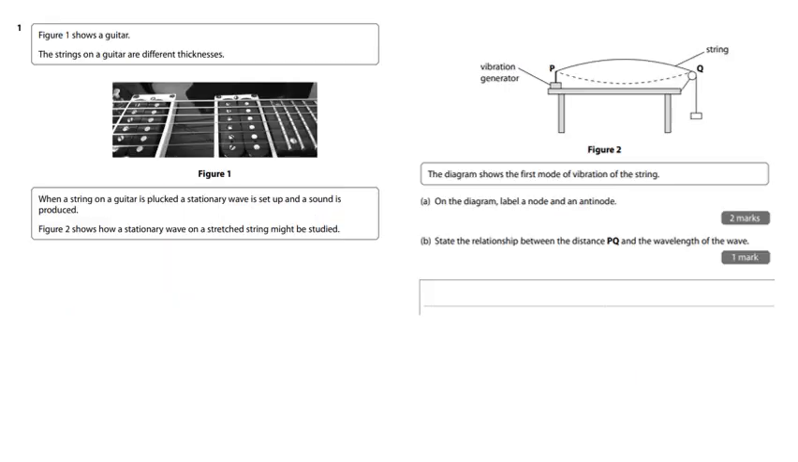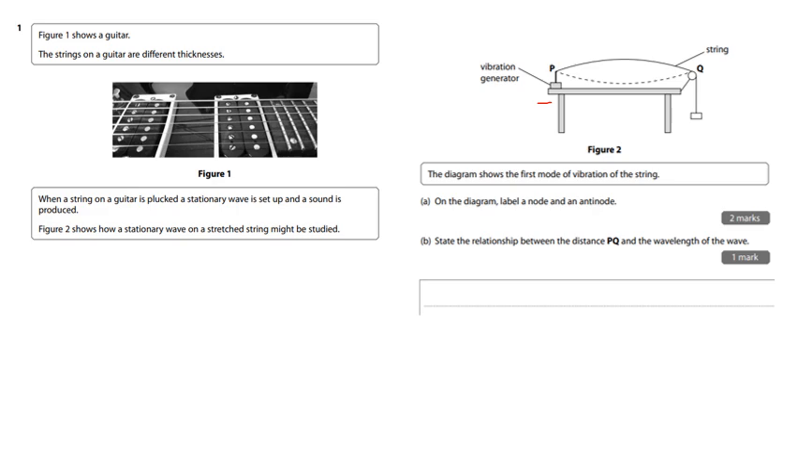Figure 1 shows a guitar. The strings on a guitar are different thicknesses. When the string on a guitar is plucked, a stationary wave is set up and the sound is produced. Figure 2 shows how a stationary wave on a stretched string might be studied. So hopefully you've seen this experiment. You've got this vibration generator going, and then the string's going up and down. There's a pulley and a mass hanging over the end of the pulley, and at certain frequencies you get these standing wave patterns.